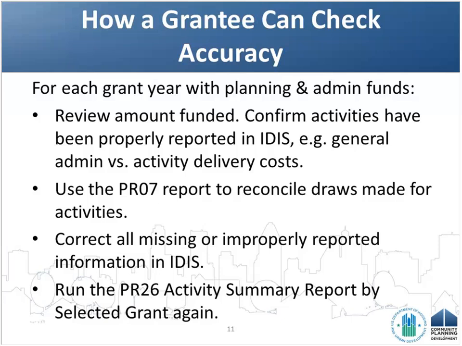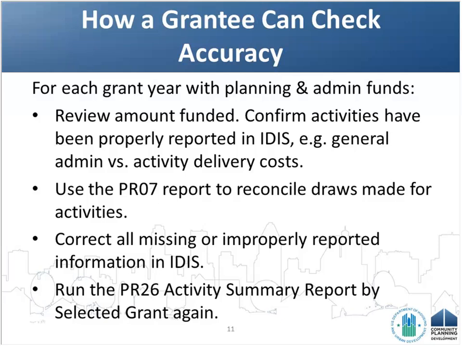If you determine it's an activity delivery cost, you can change it to the regular activity and switch the matrix code from the general admin activity matrix code to the actual activity. For example, if it's rehab admin cost, you can change the matrix code from 21A to 14A or 14B, so it does not take up part of your cap.